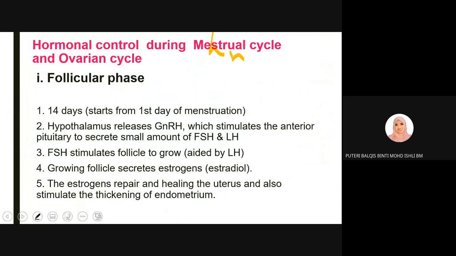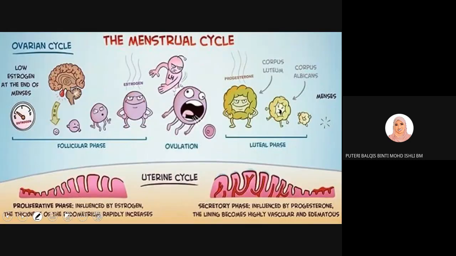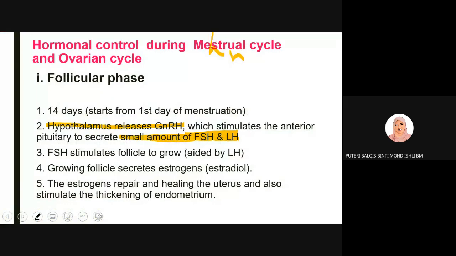Hormonal control during menstrual cycle and ovarian cycle. So the first one is follicular phase. So what happened during follicular phase? Follicular phase takes about 14 days, starting from the first day of menstruation. Hypothalamus will secrete GnRH. GnRH will stimulate anterior pituitary gland to secrete FSH and LH. Tapi FSH dengan LH ni sedikit. Kenapa sedikit? Sebab follicle tu baru nak grow, so sikit lah dia release.